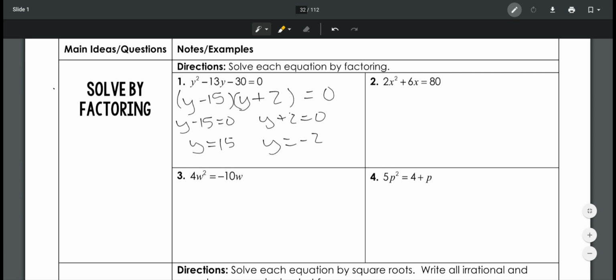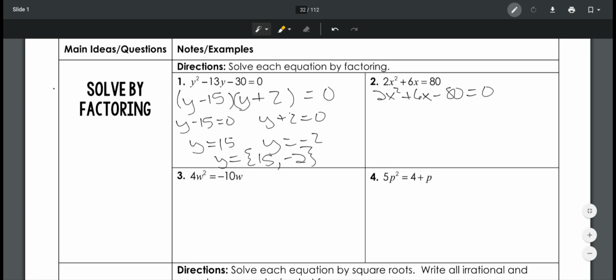Now, make sure that you plug those answers in to validate that 15 and negative 2 are correct, to make sure that they balance the left side and make it equal to 0. In the second example, we need to subtract 80 in order to set our problem equal to 0. So we're going to take 2x squared plus 6x minus 80 equals 0.